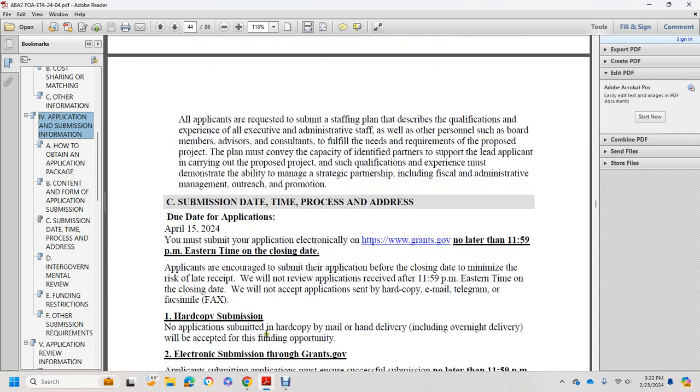Alright, C. Submission date, time, and process address.